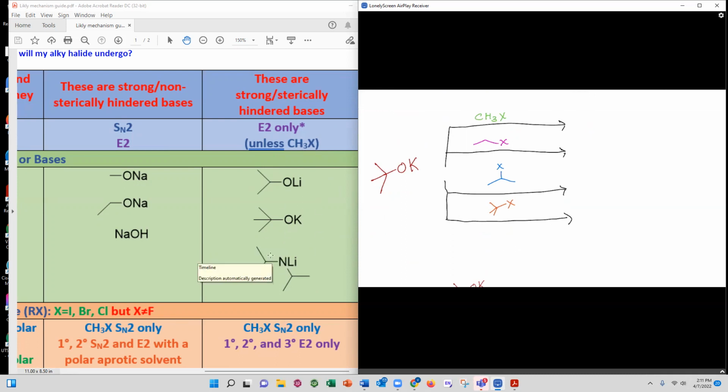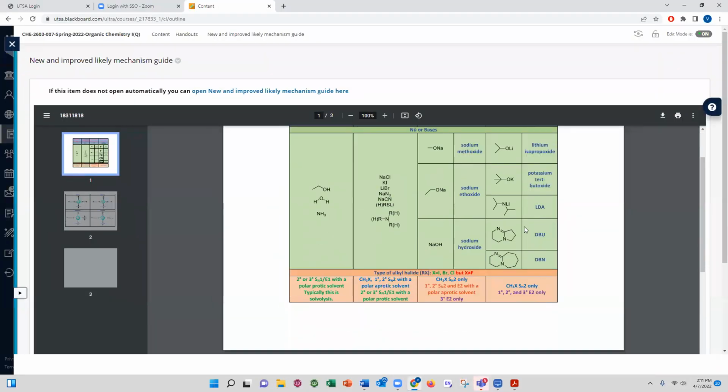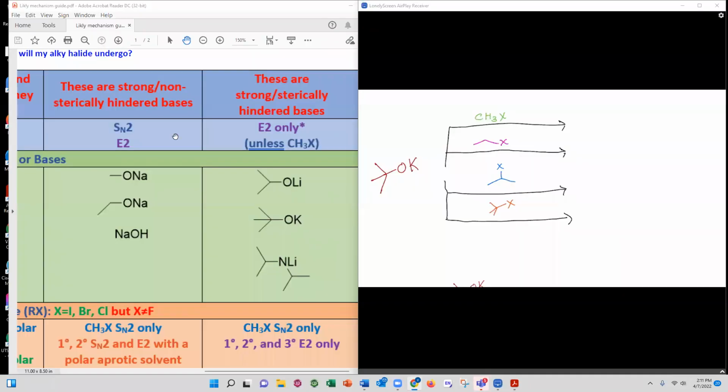Shoot, I forgot to, this is the older one. DBU and DBN is what I've added to the list online. So let me bring this over real quick. So DBU, DBN, and I will be using the abbreviations on the exam. For DBN and DBU, I will be using the actual structures of the other strong sterically hindered bases. But again, you have to understand the difference between a base, sodium ethoxide, versus its conjugate acid, which is ethanol.